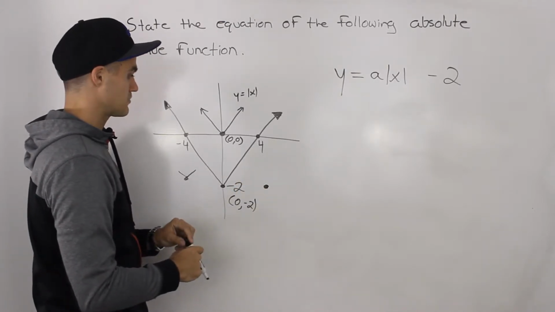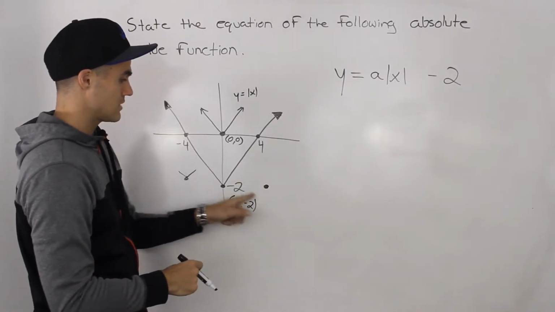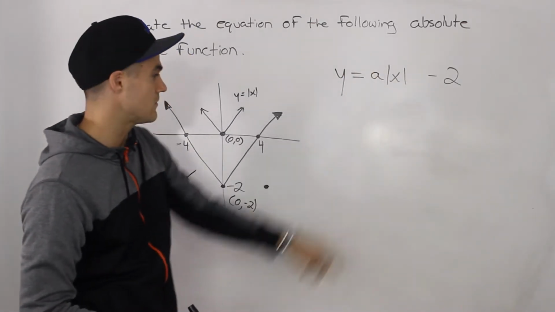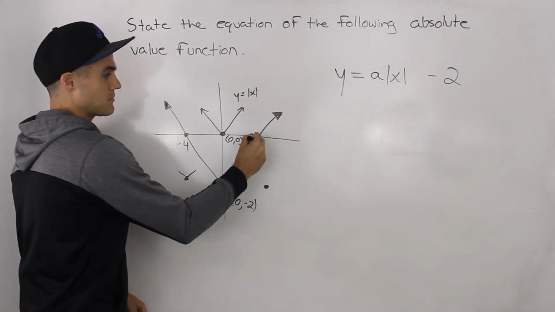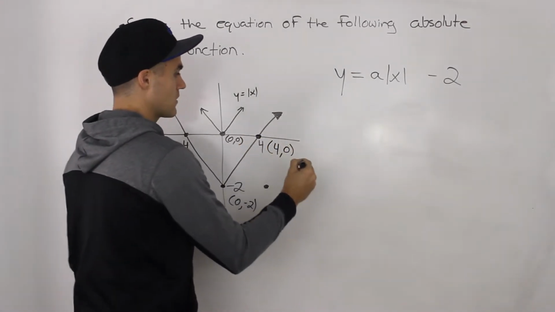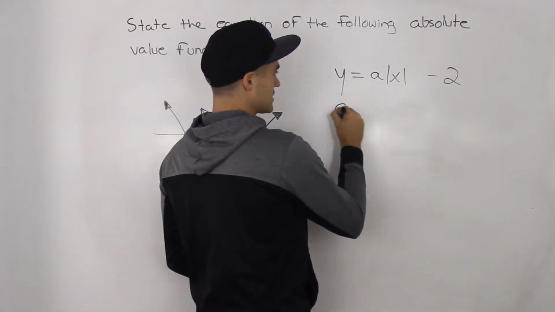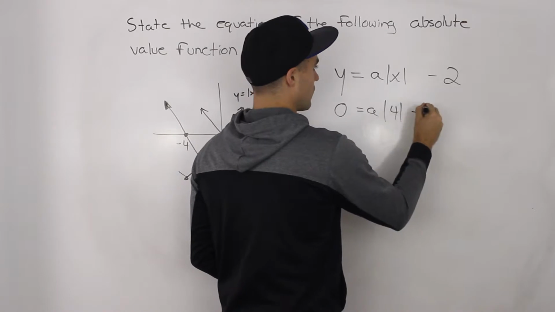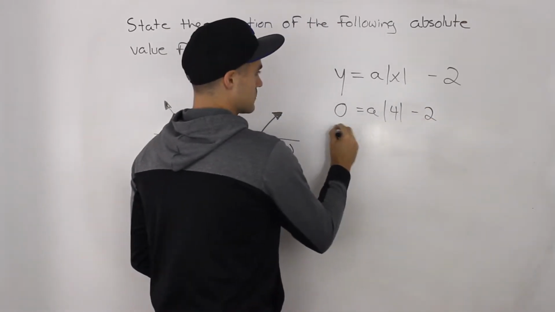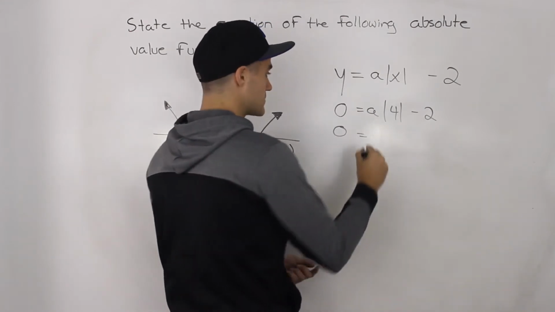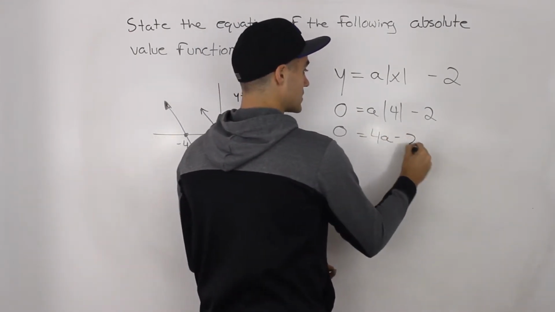And the easiest point, not any point rather, you can't use the vertex, because if you put 0 for x, then the a value goes away as well. So a point you can use is maybe this one here. This point is 4 and 0. So we would plug in 0 for y. We'd have a, absolute value 4 -2. So we'd have 0 equals, the absolute value of 4 is just 4, times a is 4a -2.